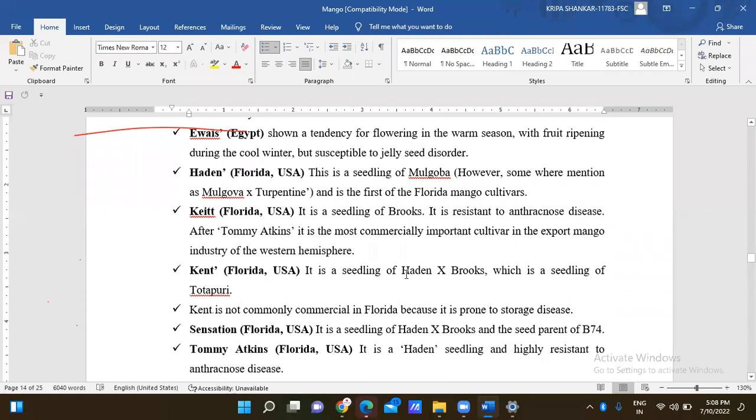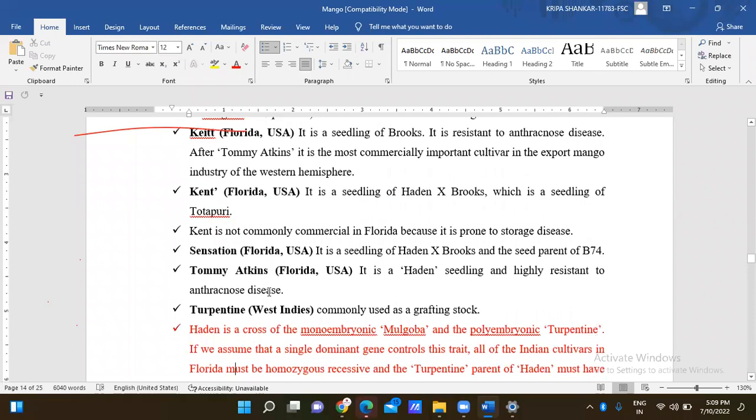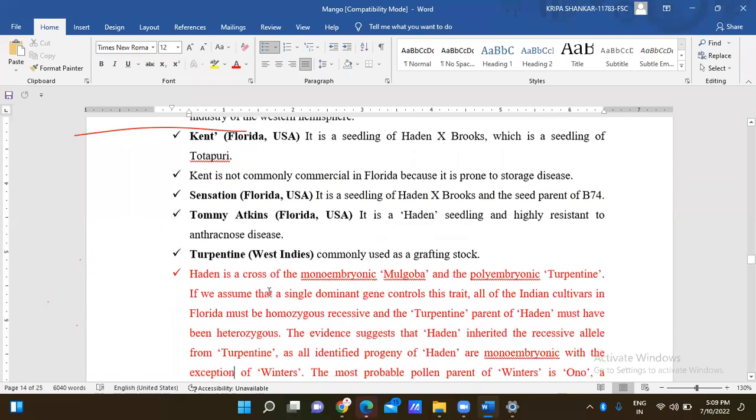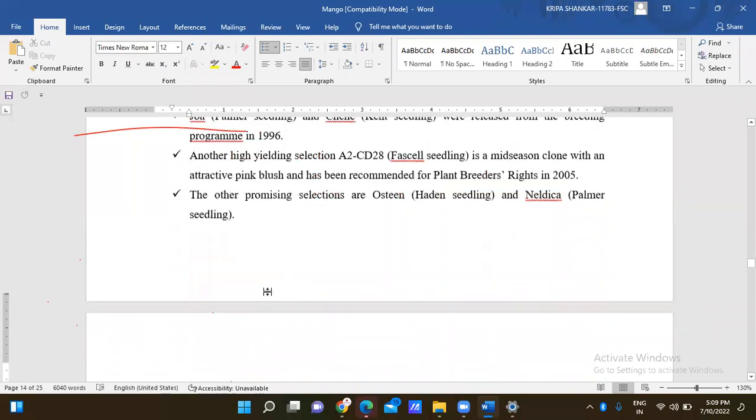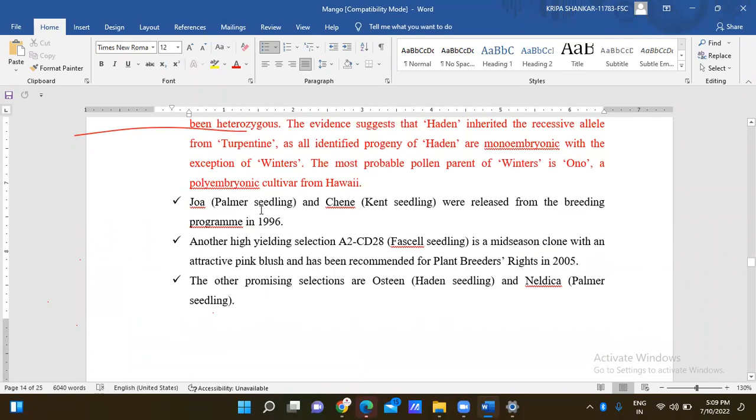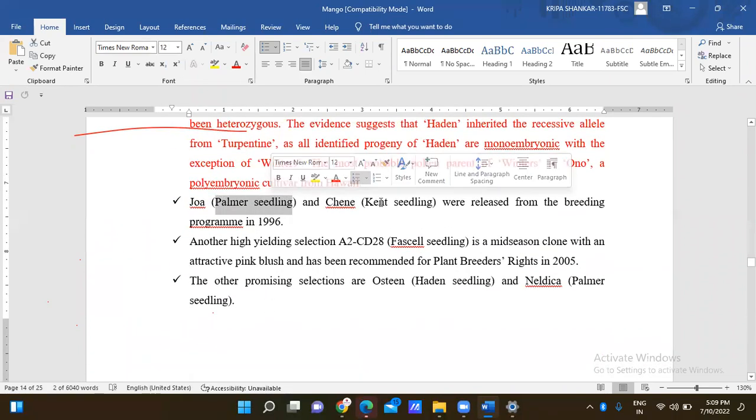Kent is a cross between Hayden and Brooks. Later on, they went for the seedling selection. Sensation, you already know. Tommy Atkin is there, then Turpentine is there. Then after that, Joya is very much important. See, Joya is a Palmer seedling and Chennai is a Kent seedling.